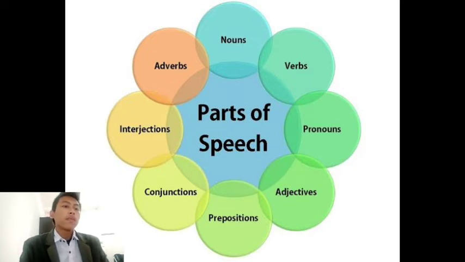The examples: the first, personal pronoun, is I, you, we, they, she, he, it. Next is demonstrative pronoun. Examples are this, that, these, those. Interrogative pronoun is who, what, which, when, whose. Relative pronoun is who, which, when, whose, that.